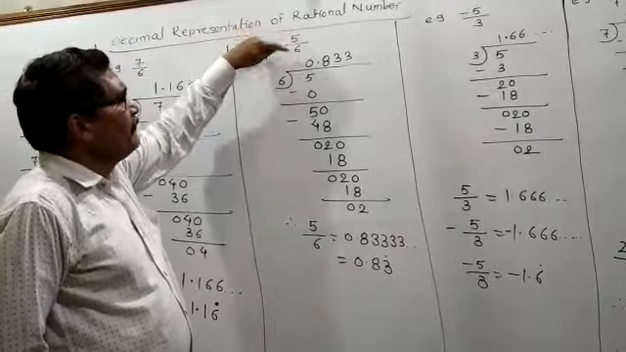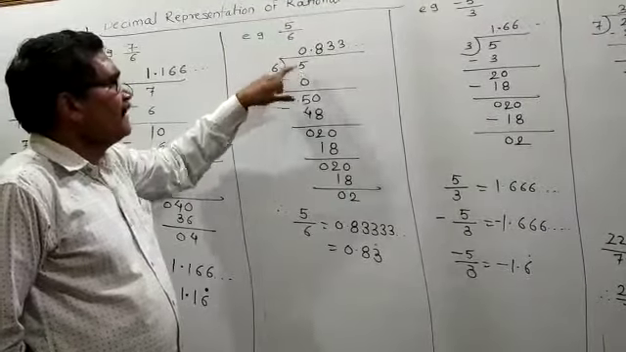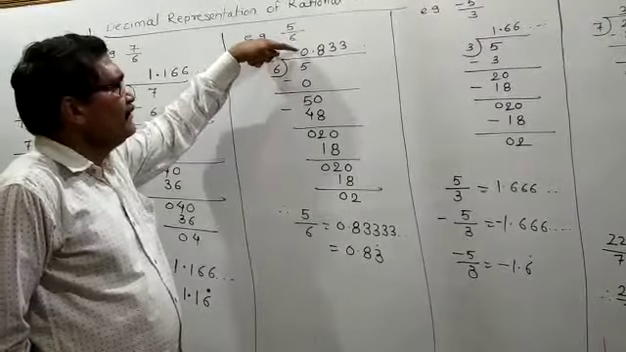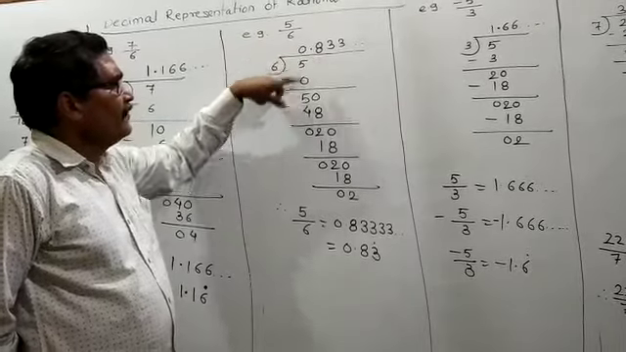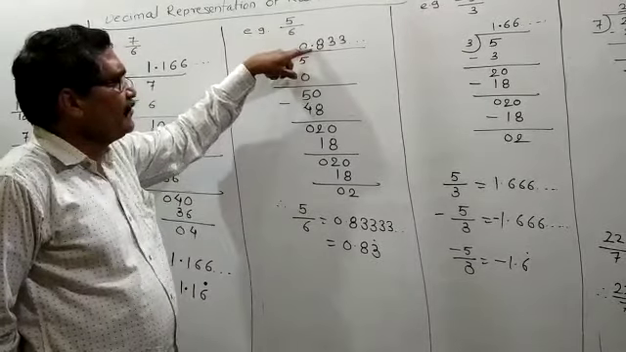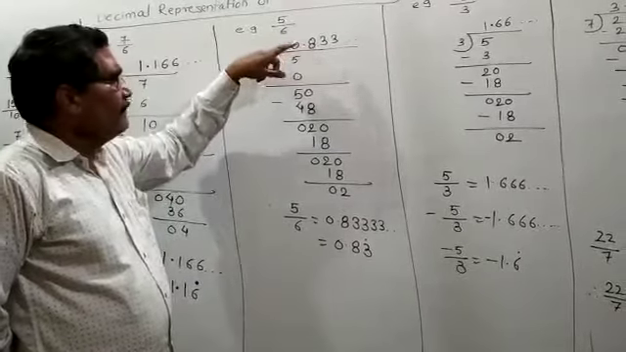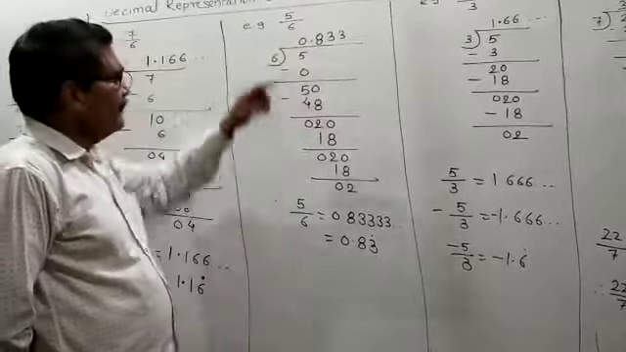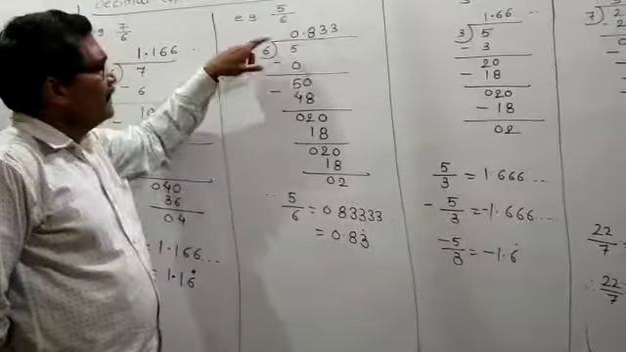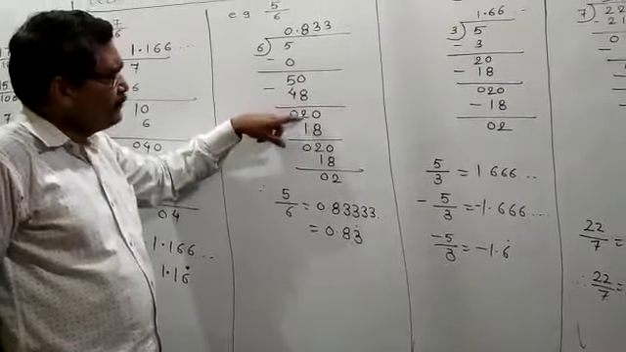The next example is 5 upon 6. 5 you write inside, 6 you write outside. This 5 is smaller than 6, so you give the quotient 0. 6 zeros are 0, 5 minus 0 is equal to 5. No number is there to come downside, so you give the decimal point. Then for each and every step of the division 0 will come downside. Then 50. Here 6 8s are 48. 50 minus 48 is equal to 2.